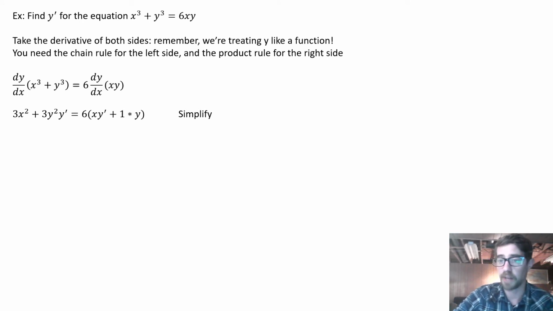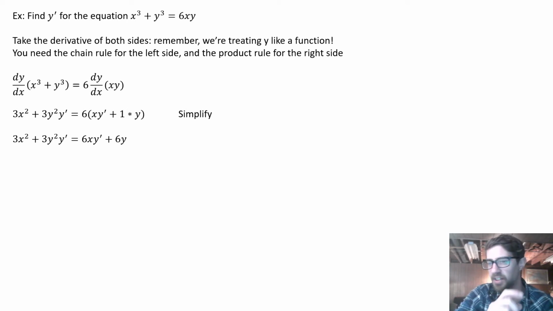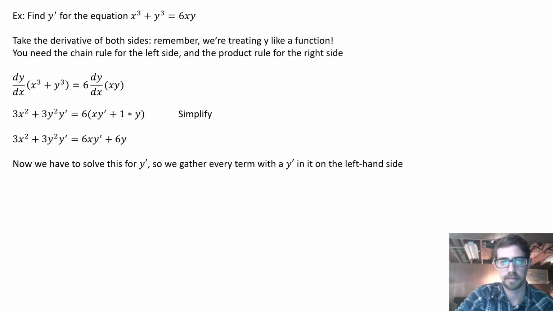So we're not done. We have to solve that equation for y prime. However you do that, you should be able to handle that. Let's simplify it. Just redistribute that 6 back in there. And now to get y prime by itself, we need all the stuff with a y prime in it to be on one side, and all the stuff without a y prime in it to be on the other side. So I'm going to take that 6x y prime and throw it over on the left side. And then I'm going to take that 3x squared and throw it over on the right side.